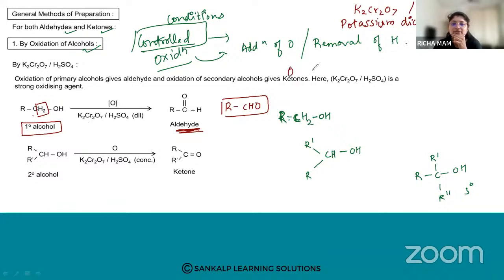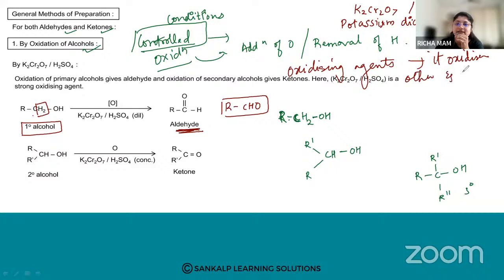What is the role of an oxidizing agent? It oxidizes other substances, and itself undergoes reduction. So remember this, the important definitions. What is an oxidizing agent? It oxidizes other and itself undergoes reduction.